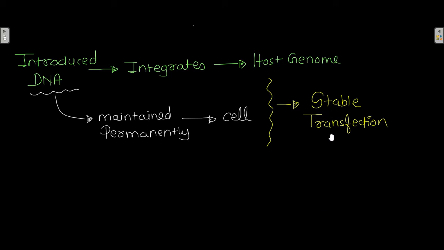Okay, so we have two types of transfection. One is transient transfection, and this is stable transfection. In transient transfection, the foreign DNA is maintained in an extrachromosomal state, and in stable transfection, the foreign DNA is integrated into the host genome and maintained permanently in the cell.